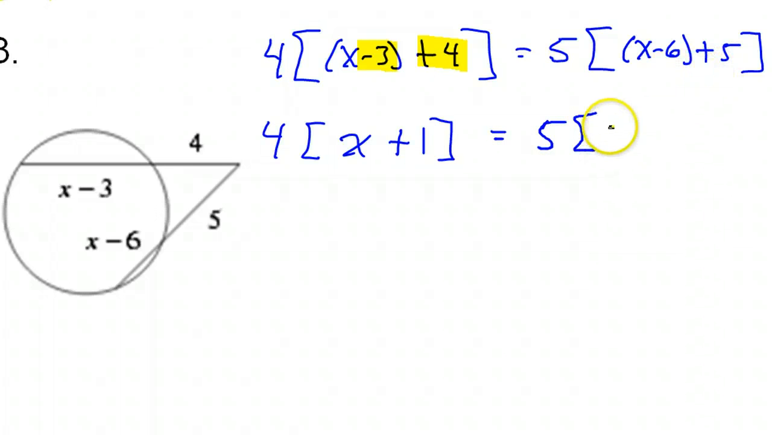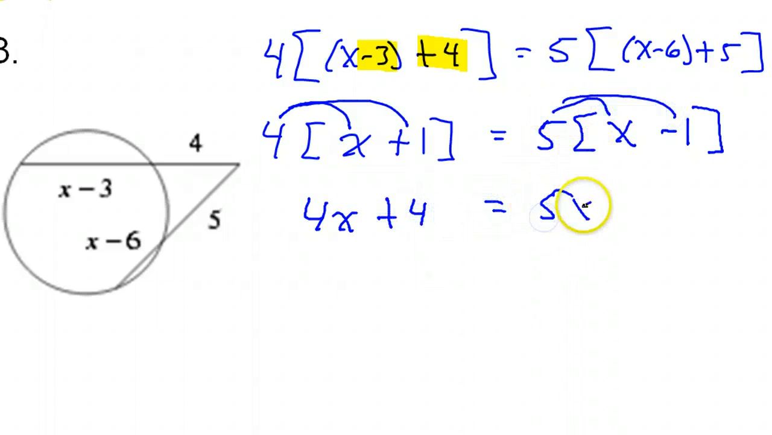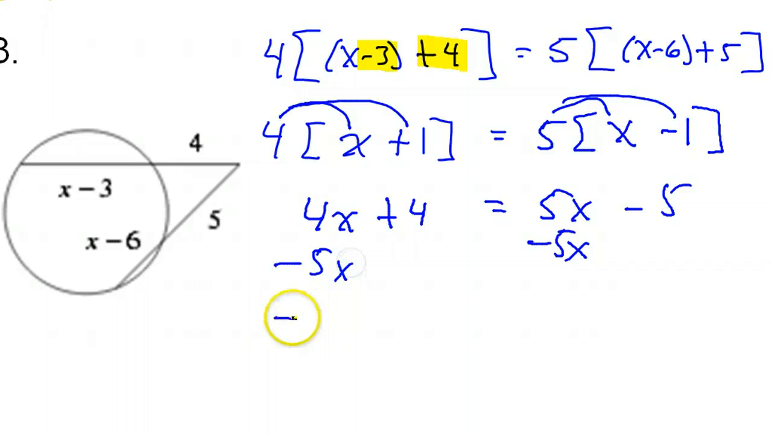Same deal over here, except this time I get negative 1. Negative 6 plus 5 is negative 1. A little distributive property, that's 4x plus 4. Distributive property here gives me 5x minus 5. Subtract 5x from both sides. That gives me negative 1x, or just negative x, plus 4 is equal to negative 5.